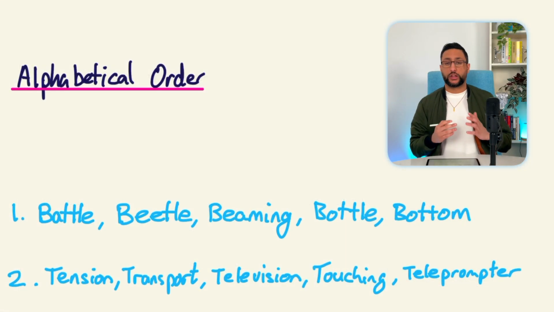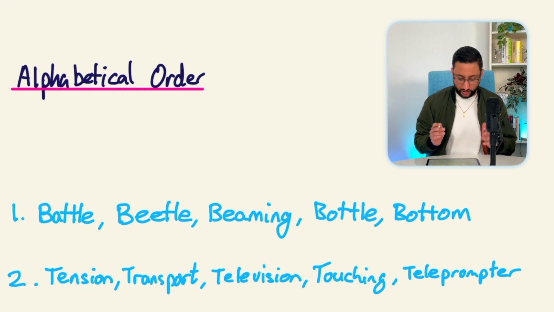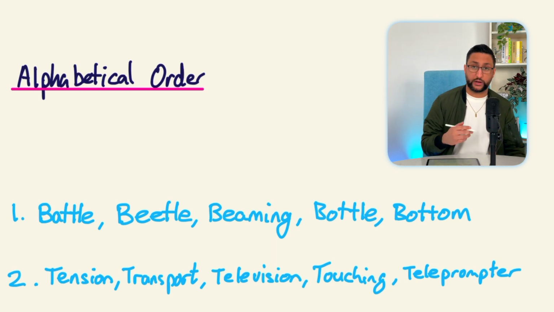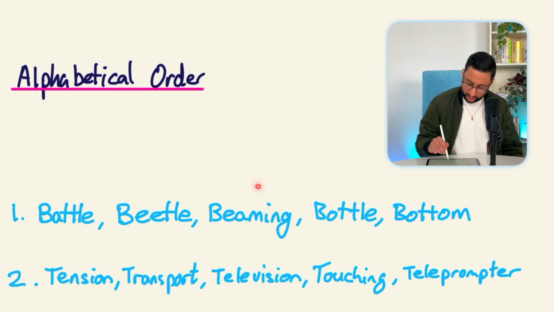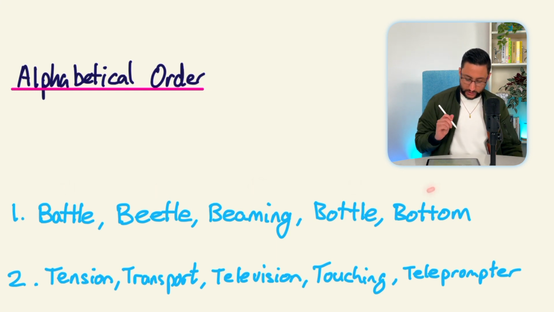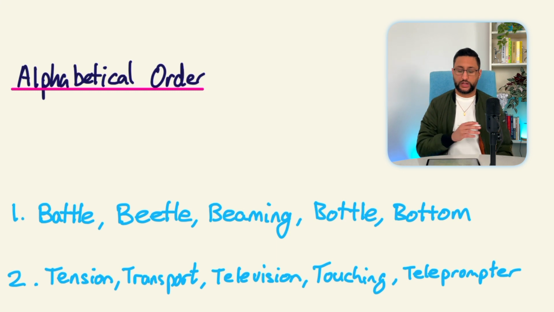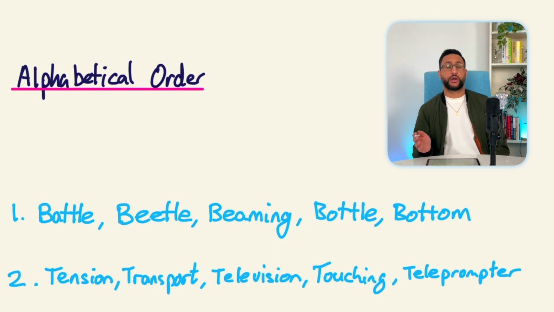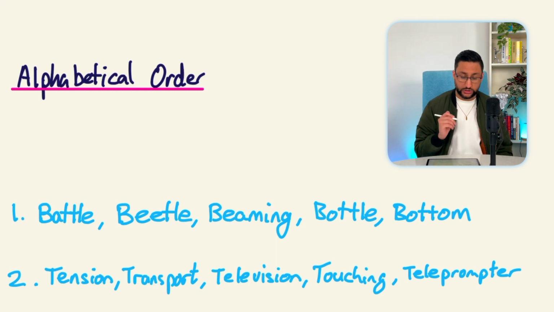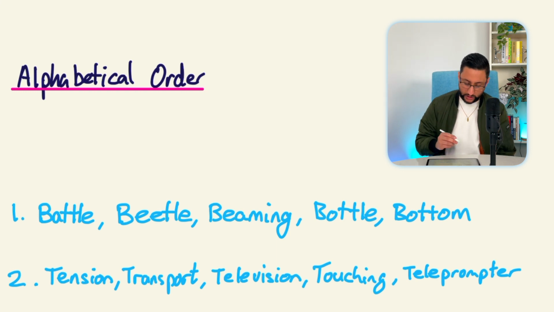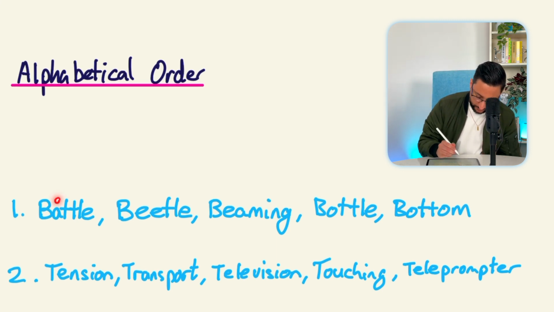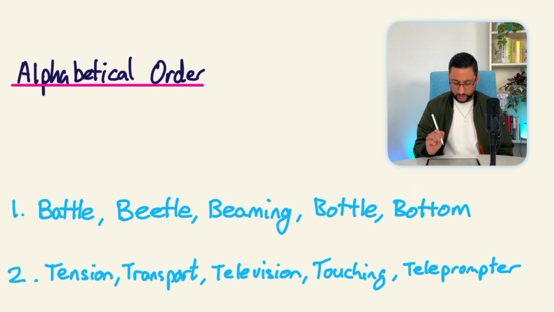So let's take a look at some of the examples we've created for this video. We have in question 1, words beginning with B again. We have battle, beetle, beaming, bottle, and bottom. Now, obviously, they all begin with B. We're going to look at letter number 2 in each of these words. We have A, E, E, O, and O.